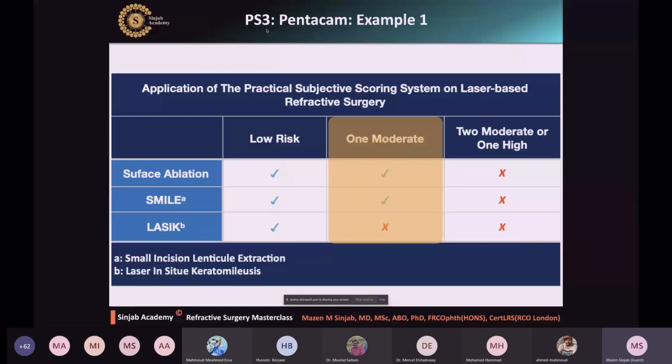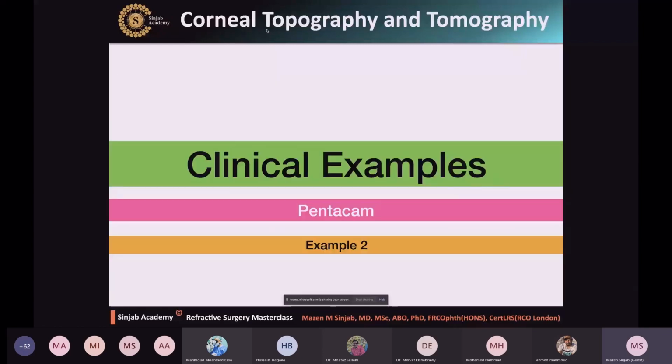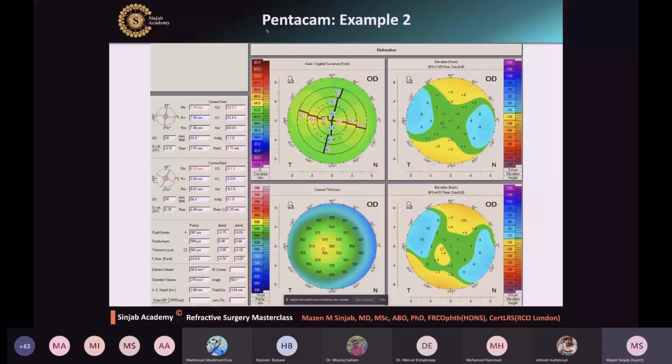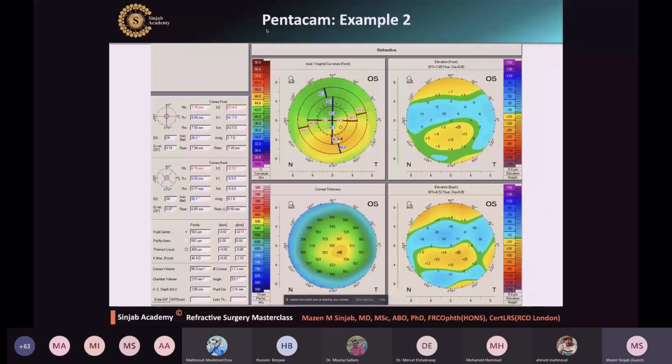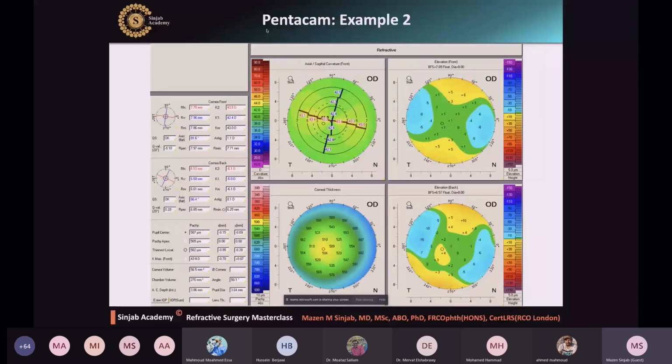Now, this is another example. This is a patient with against the rule astigmatism, but with good corneal thickness. As you see, this is against the rule astigmatism. This is the right eye. Okay, now, as you see, there is something abnormal in the left eye. Okay, this is the right eye against the rule, but it seems symmetric, but this is the left eye.